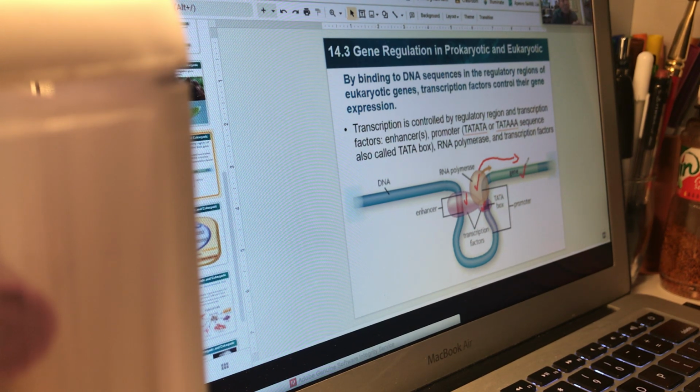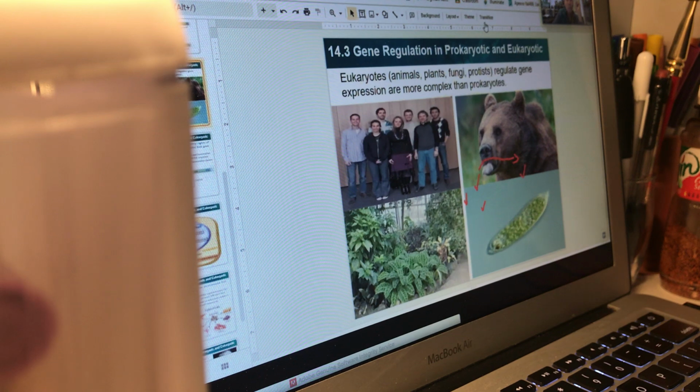Now, this process is a lot more complex than in bacteria, a lot more complex, because it requires extra work. So because of that, when you look at eukaryotes, which are these cells, you don't see mutations. You don't see all of a sudden the bear has an extra eye right here. The bear has an extra eye.